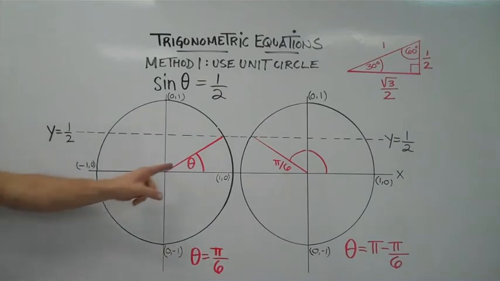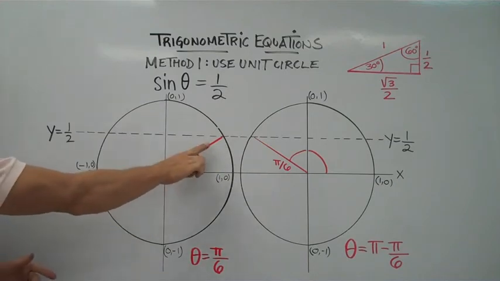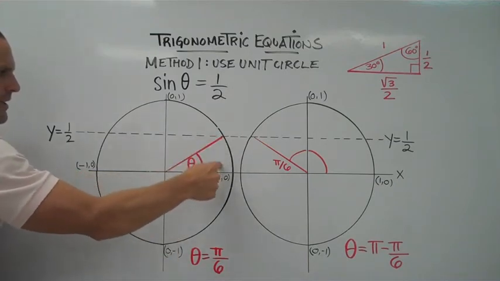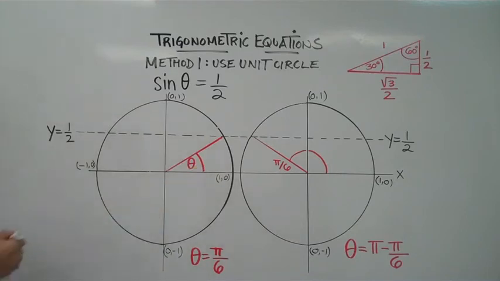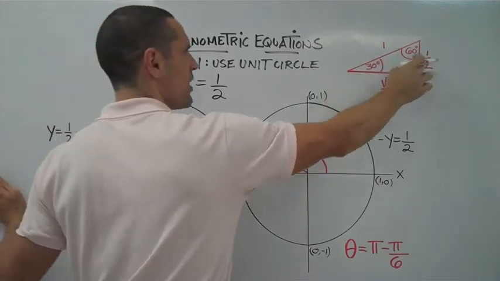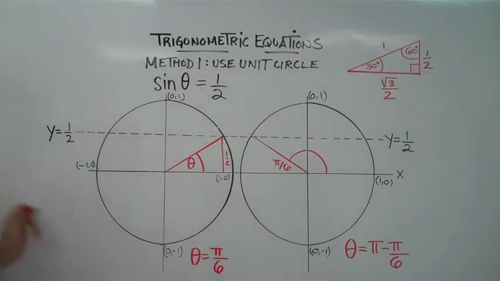Well, when does my theta meet that line? Well, right here. When is the sine 1/2? Well, here, this distance here is going to be 1/2. This distance here is 1/2, and I can use my triangles. If that's 1/2, that's 30 degrees, or pi over 6. Pi is 180 divided by 6 is 30 degrees.